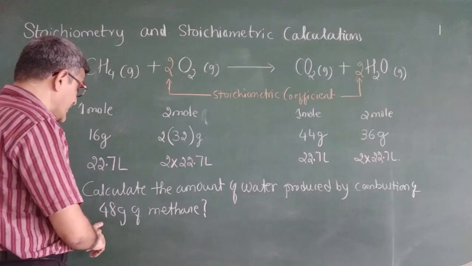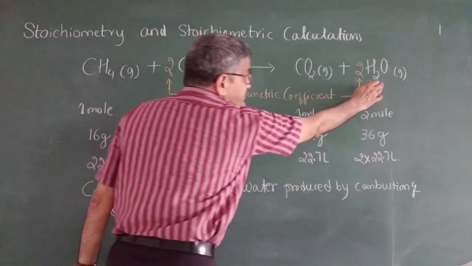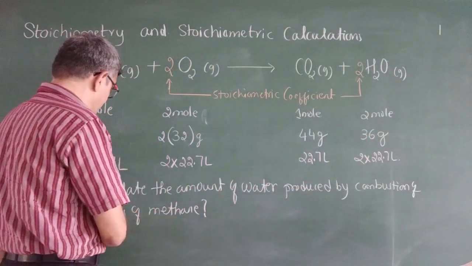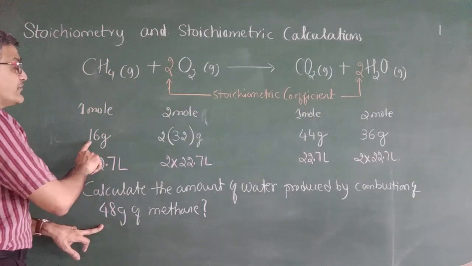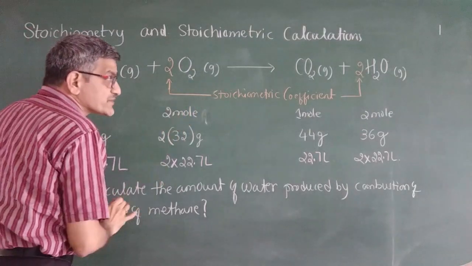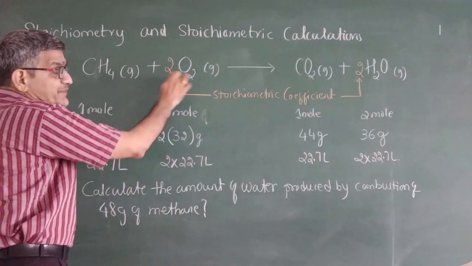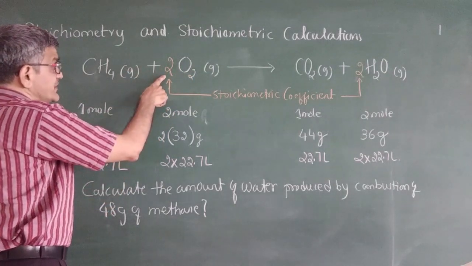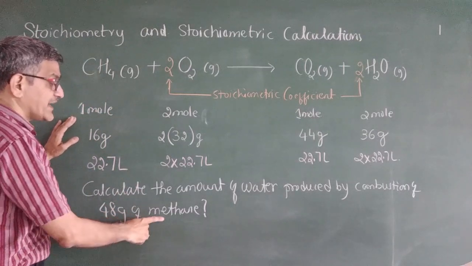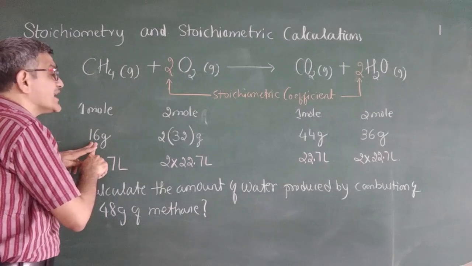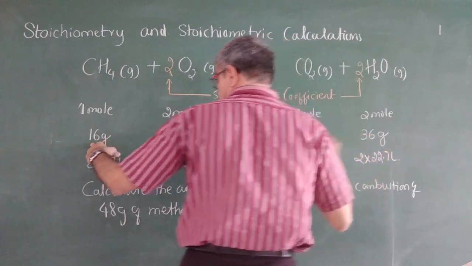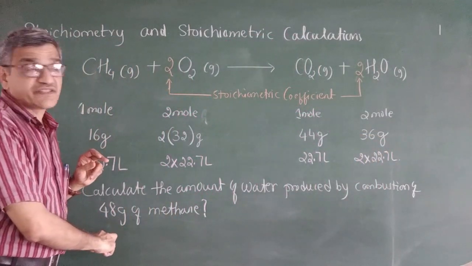Now again, calculate the amount of water. Is it really 36 gram? How many grams will come when 48 gram of methane is there? We know the equation, or it will be given to us. Otherwise we must know this balanced equation. So it is balanced. Now if you observe here in terms of grams, 16 gram of methane on combustion gives us 36 gram of water. So calculating for 48 gram is easy.